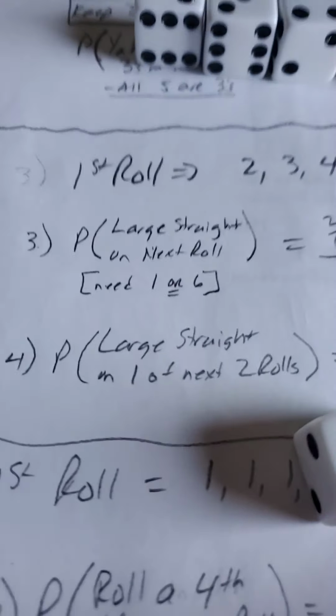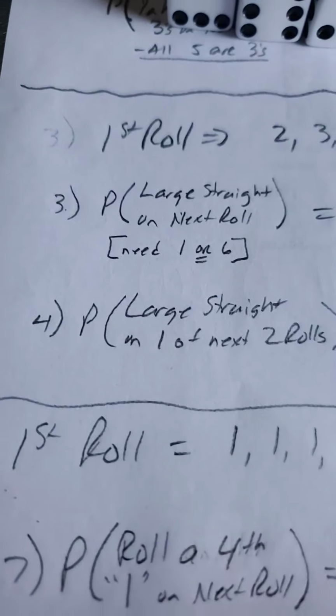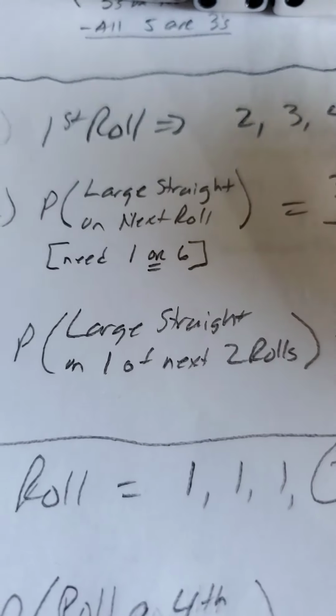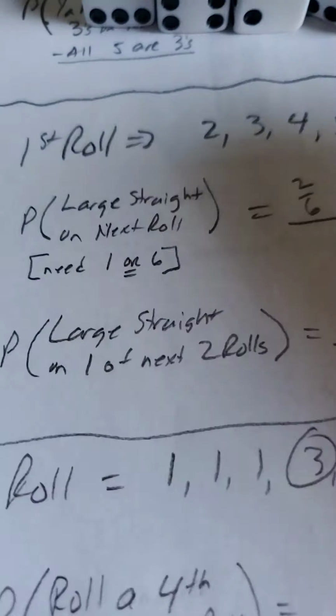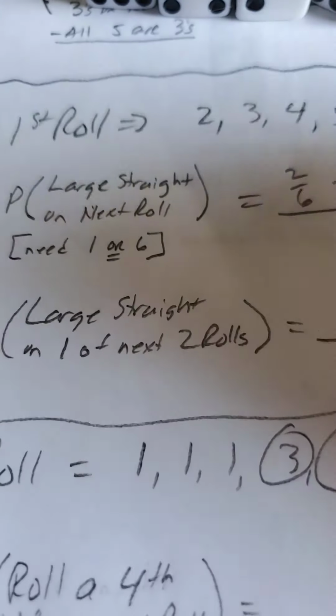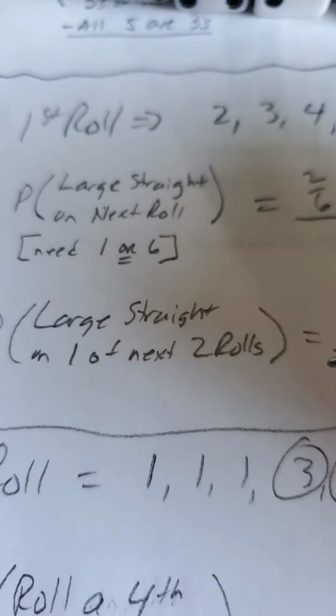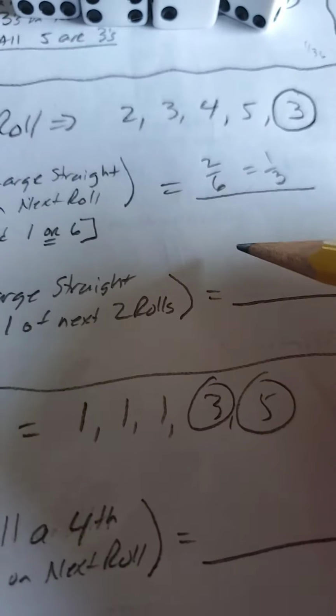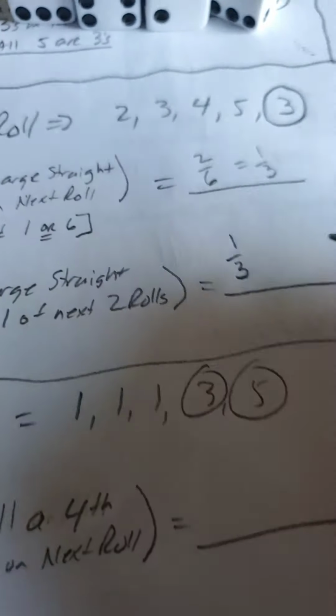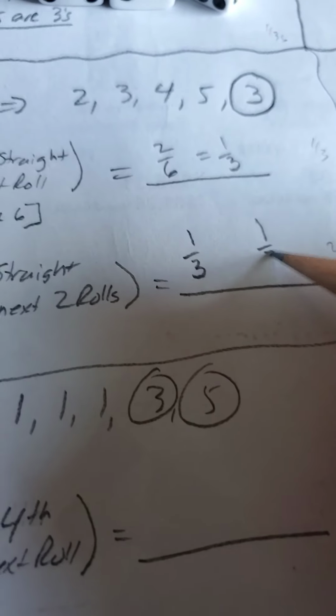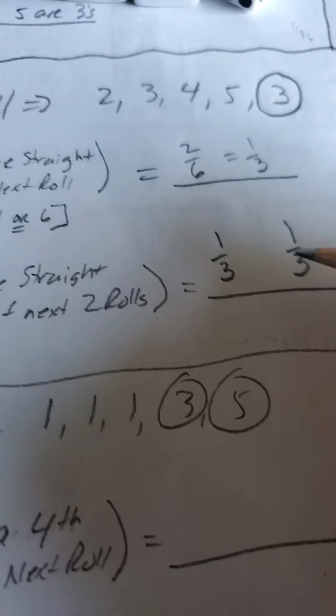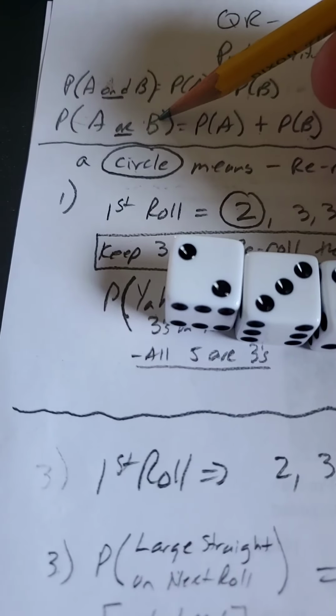Okay. Now, what's the probability that I rolled twice? Remember, you get 2 chances for this one die. What's the probability of getting a large straight on the first or second roll? Well, the probability on the first roll is 1 out of 3. The probability on the second roll is still 1 out of 3. And it's one or the other.